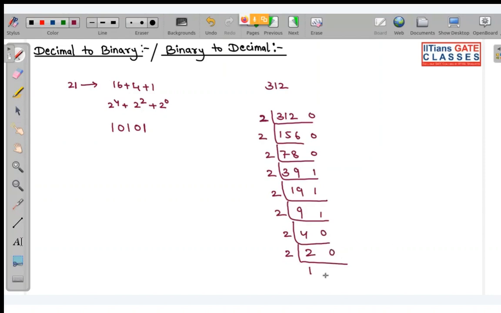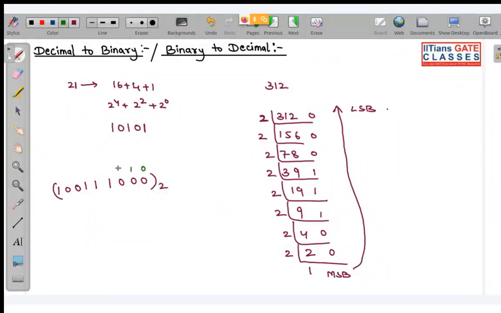So now if you want to write the number, this point will be your MSB and this point will be your LSB. If you want to write the number, this will be 100111000. So this is your 312. And if you want to convert this once again, suppose this is a binary number given to you and you want to convert it to decimal, what are you going to do? You need to basically put the powers of 2.